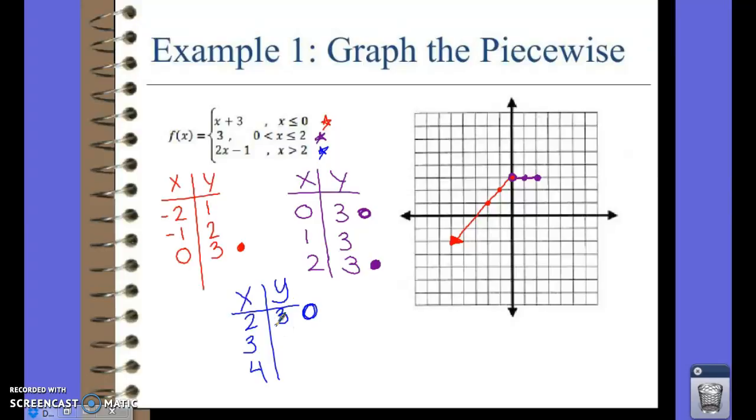2 times 3 is 6. 6 minus 1 is 5. 2 times 4 is 8. 8 minus 1 is 7. So go to 2, 3. Oh man, they overlap again. That's okay. Then you have 3, 5, and 4, 7.